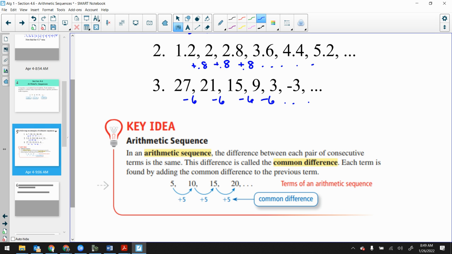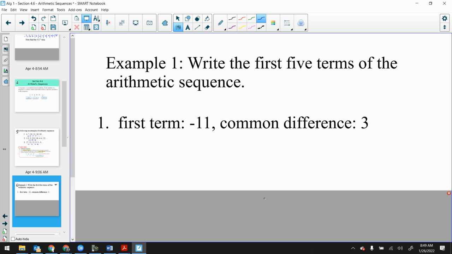Now, each term is found by adding that common difference to the previous term. So that amount that we go up is my common difference. We're going to call it D. That common difference could be positive or it could be negative. It's continually adding or subtracting, right? It's adding a negative to the previous term. That's an arithmetic sequence.